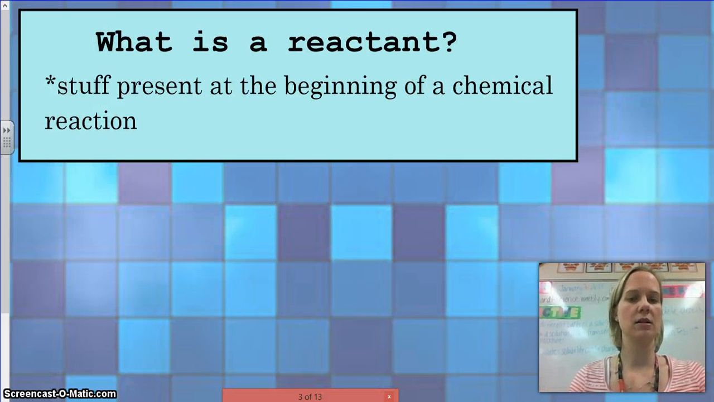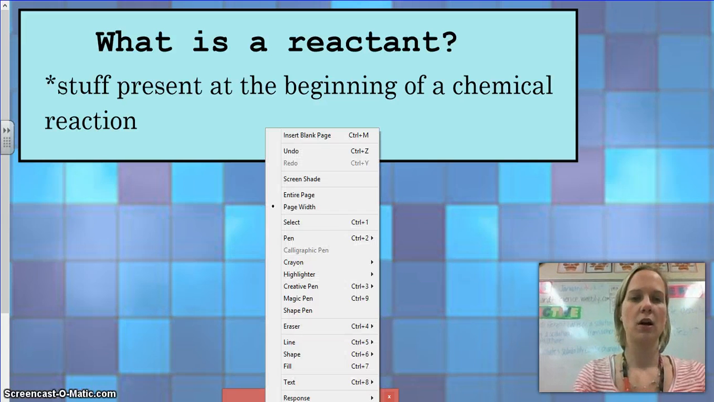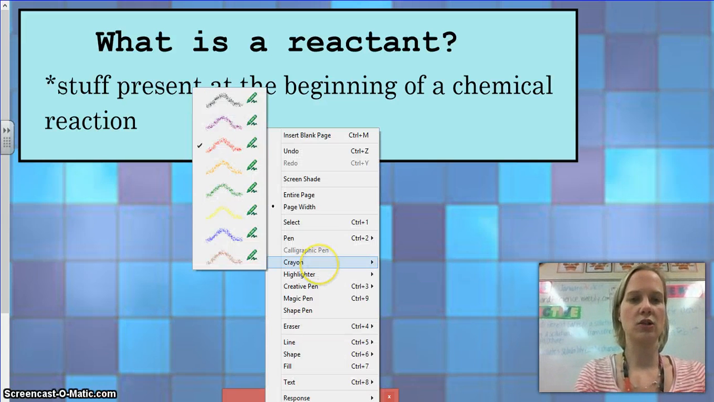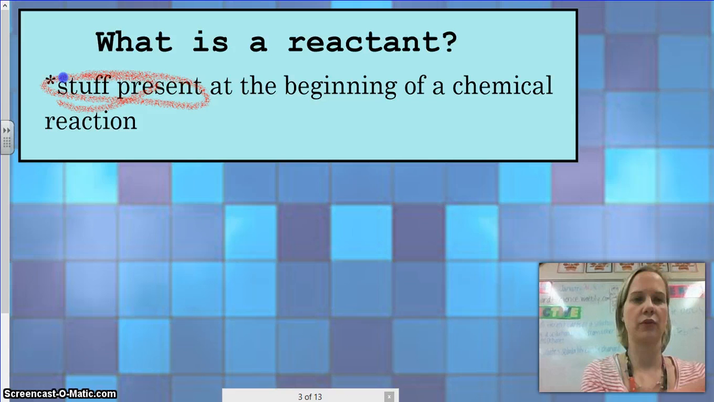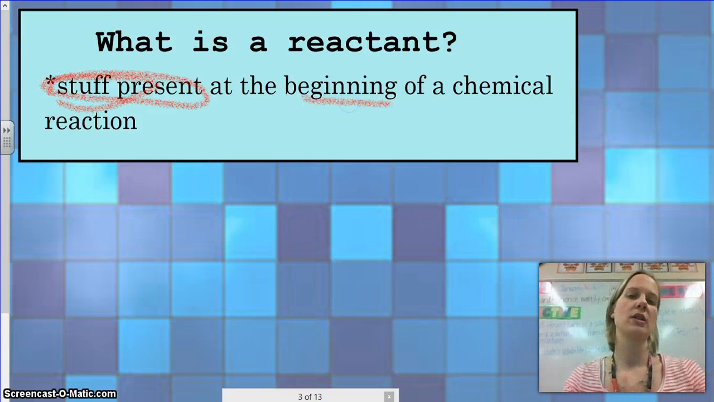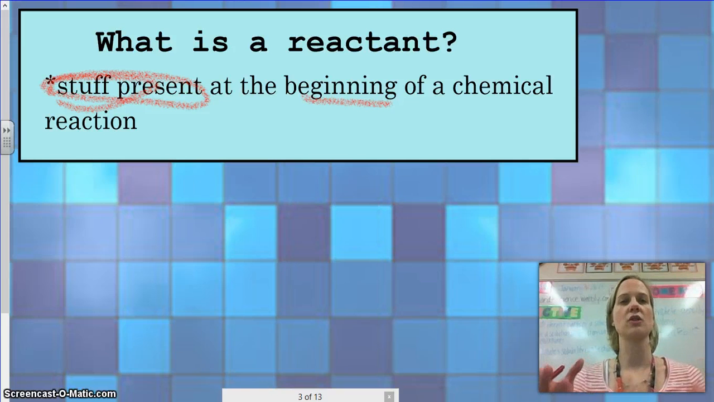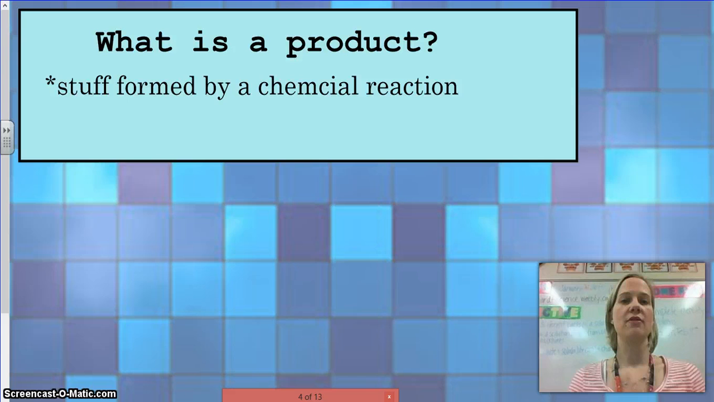A reactant is the stuff that we start off with, the stuff present at the beginning. So let's say I have salt and baking soda, and I have those two sitting in my hands, one container in each hand. Those are both reactants, so they're going to start at the beginning of a reaction. And then I mix these two together, and let's say it forms something.